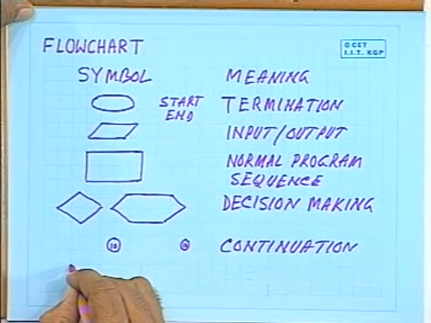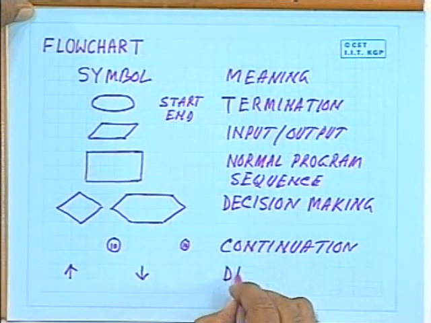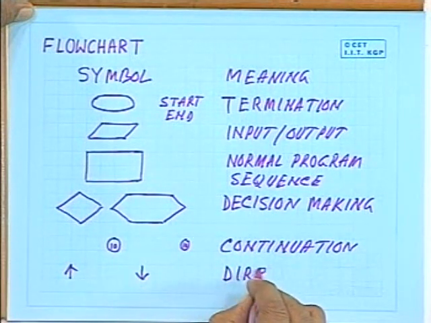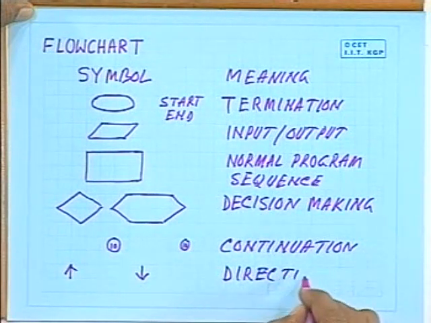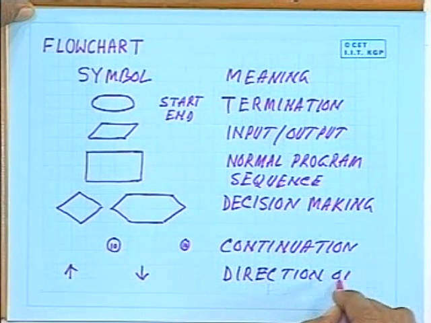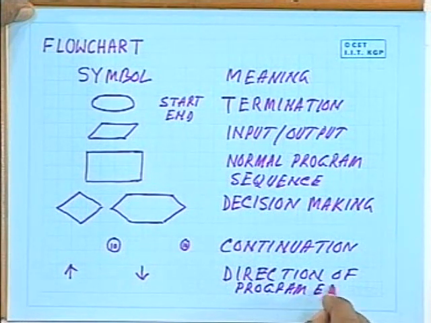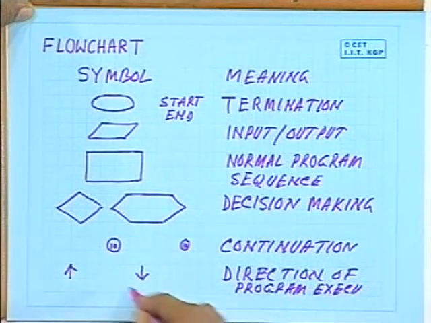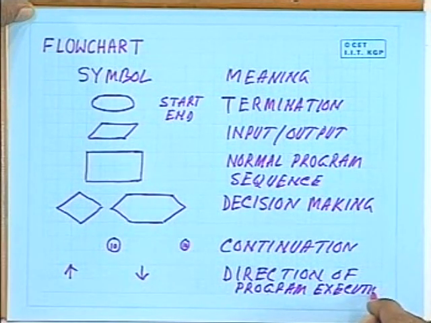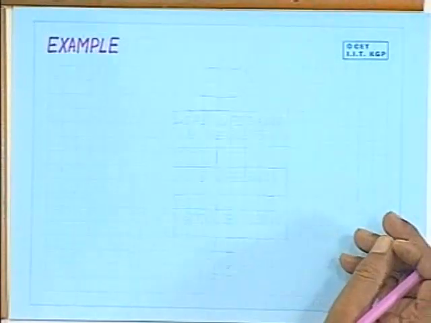Then of course you have to specify the direction. So direction of the program execution can be specified with the help of these direction symbols, arrows. So let us illustrate this with the help of an example.